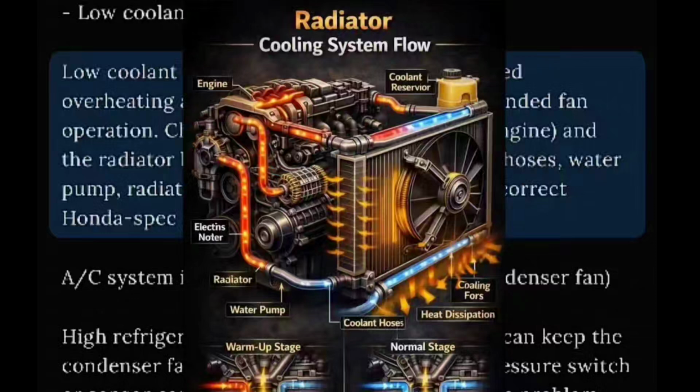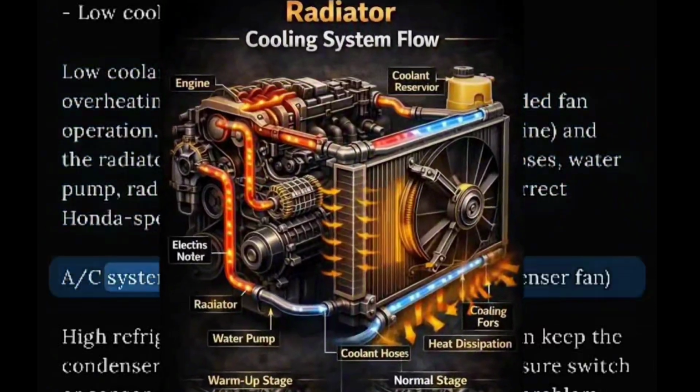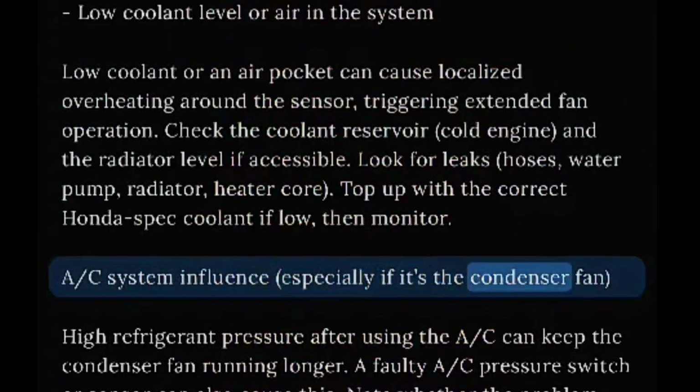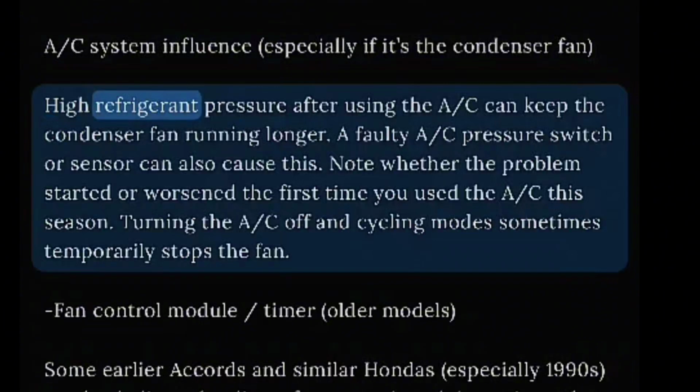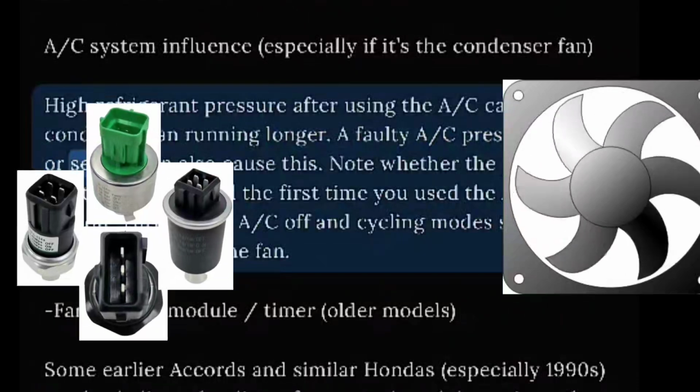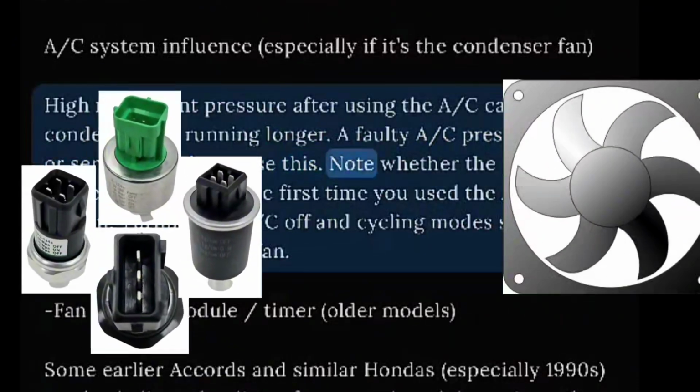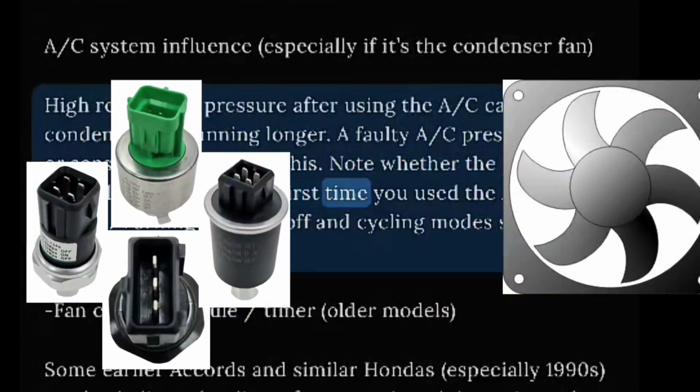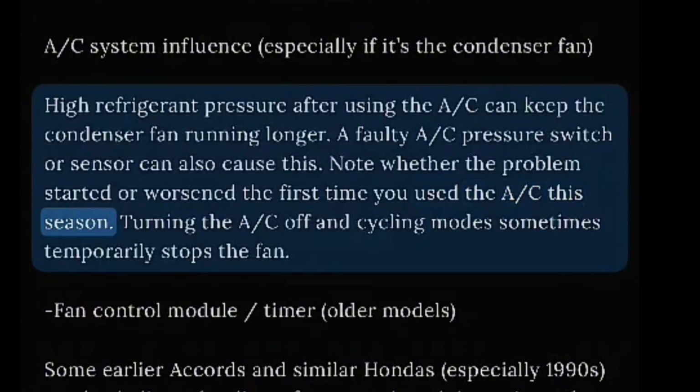If low, then monitor. AC system influence, especially if it's the condenser fan. High refrigerant pressure after using the AC can keep the condenser fan running longer. A faulty AC pressure switch or sensor can also cause this. Note whether the problem started or worsened the first time you used the AC this season. Turning the AC off and cycling modes sometimes temporarily stops the fan.